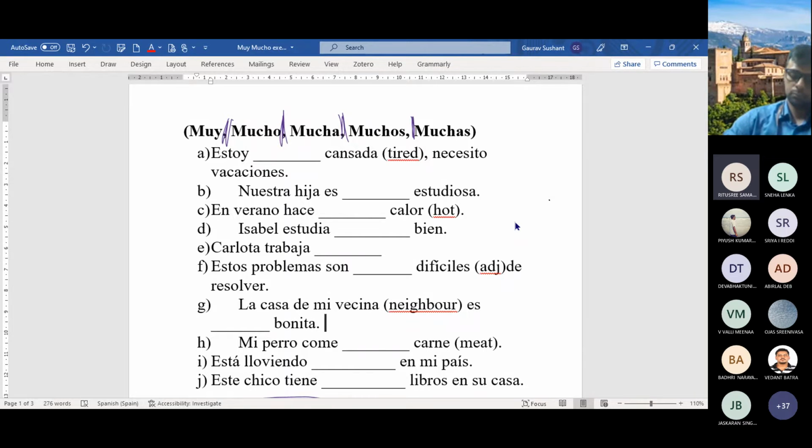Excuse me, sir. Yes, tell me. So, what is the meaning of lloviendo? Okay, lloviendo is raining. Está lloviendo is like it is raining. Okay, sir.